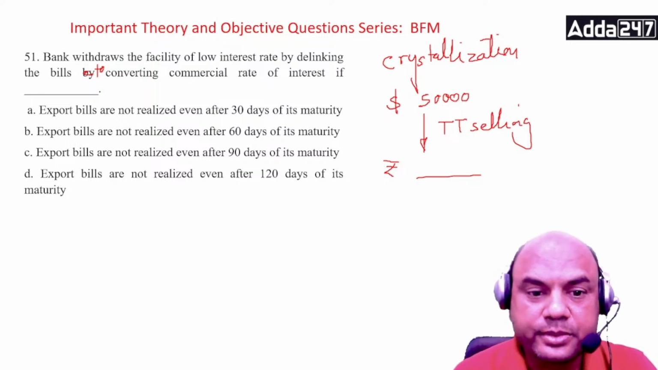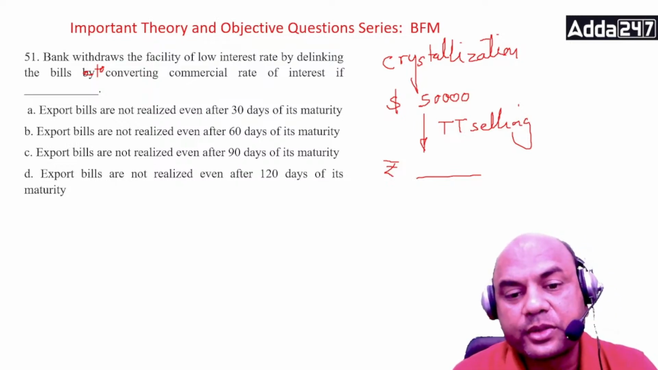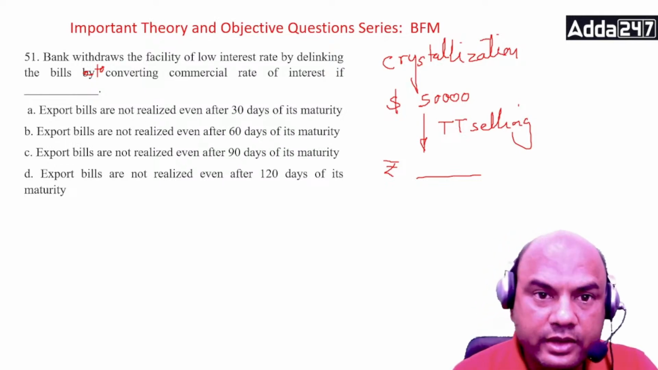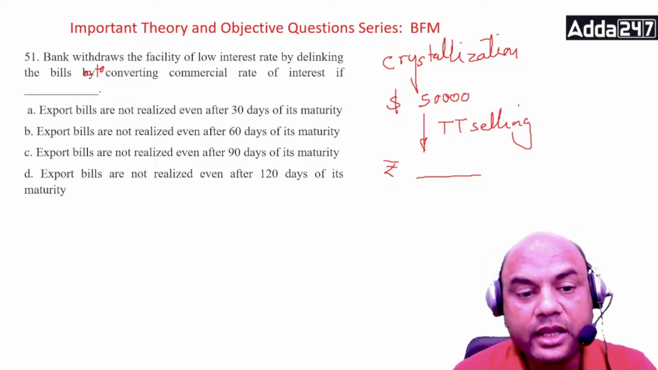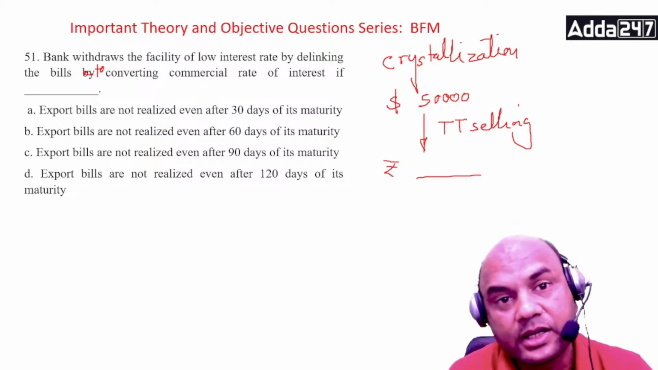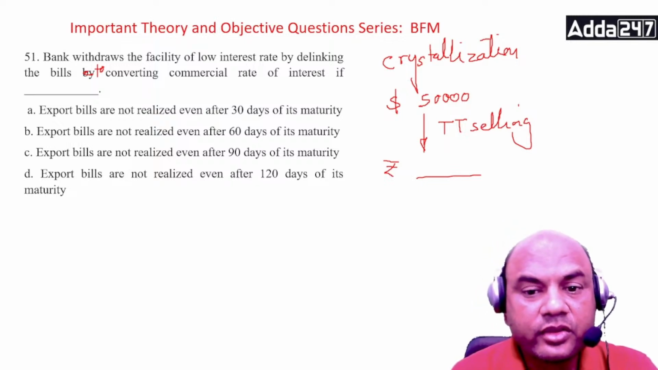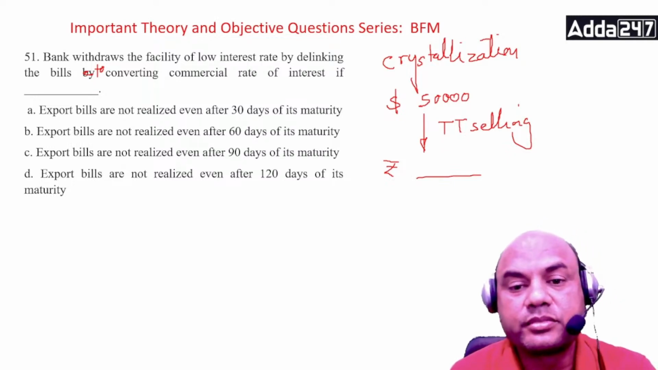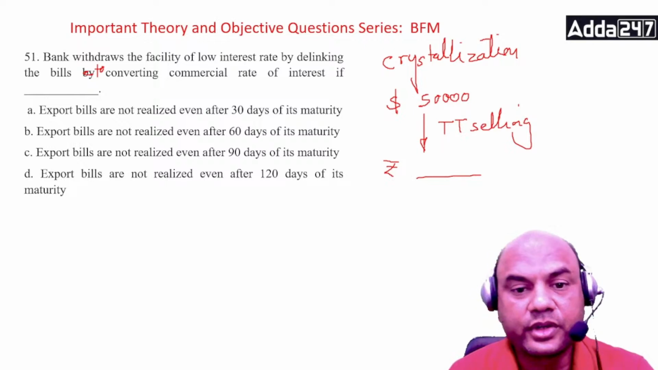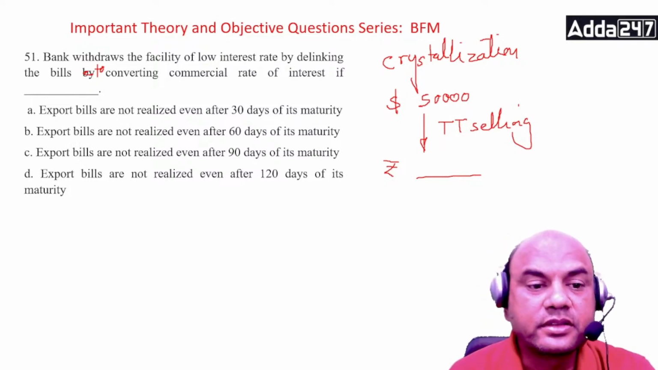Usance bills. However, if the export bills are not realized even after 30 days of maturity, the bank withdraws the facility of low interest rate by delinking the bills and converting them to commercial rate of interest. This is called crystallization. So what is crystallization? It means converting the dollar loan into a rupee loan because the customer is not paying it. So the answer for this is 30 days.